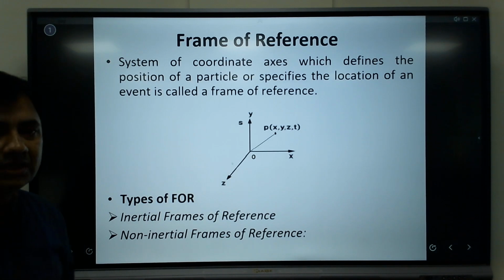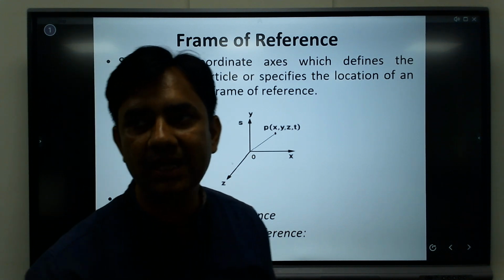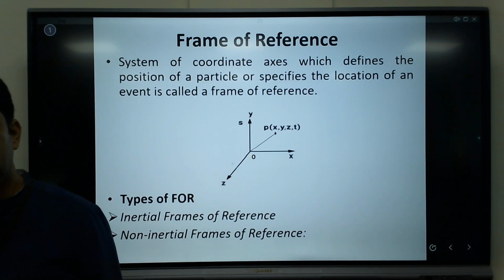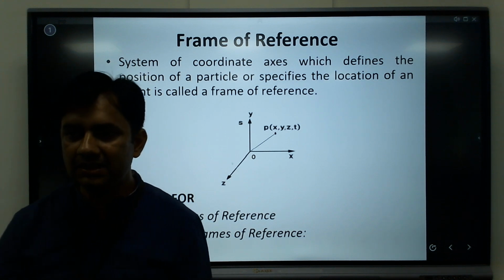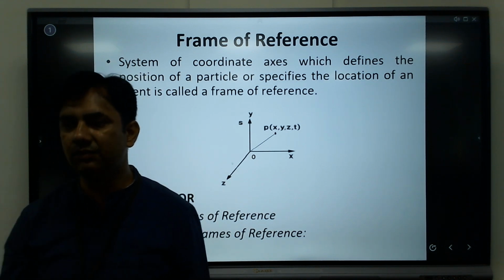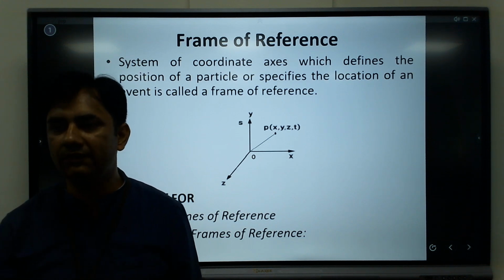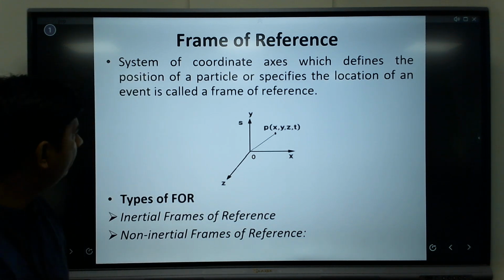So the first topic in relativistic mechanics is frame of reference. So what do you mean by frame of reference? As you understand, a system of coordinate axes which defines the position of a particle or the specific location of an event is called a frame of reference.